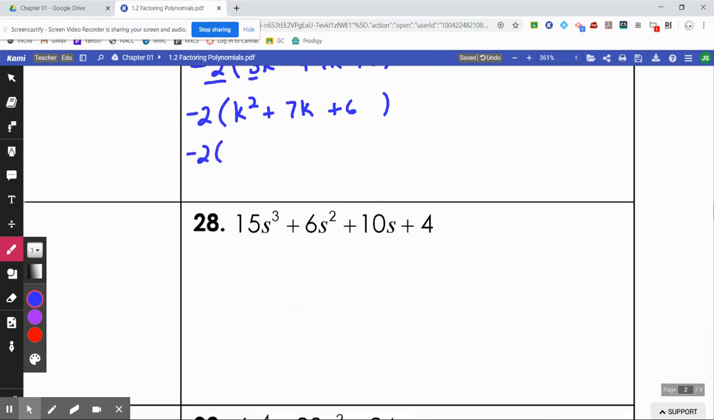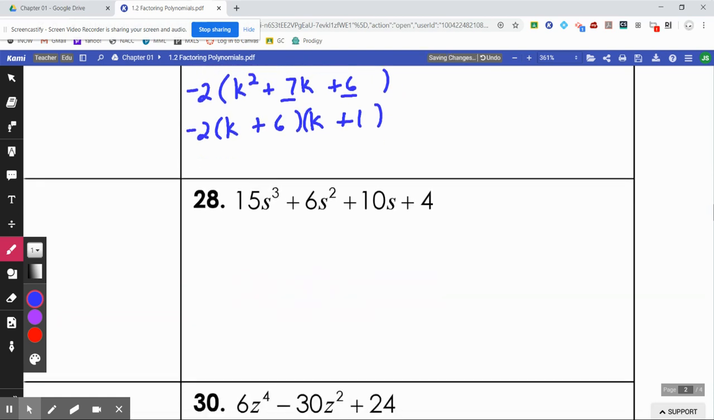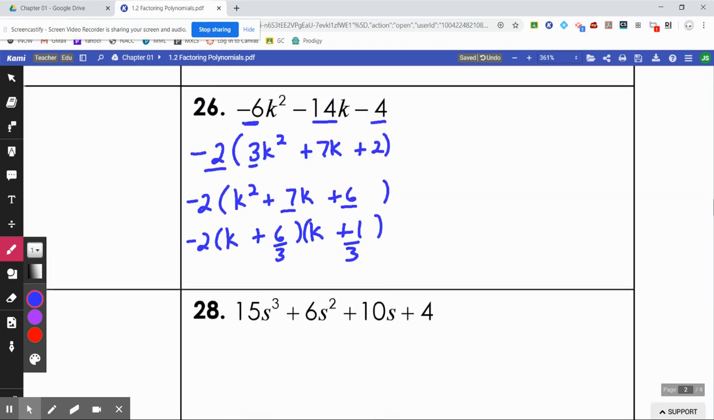The negative 2 just keeps getting brought down. That'd be a k and a k. A plus 6 and a plus 1 multiplies to give you 6, adds to give you 7. The number that you slipped, now let's divide by. So divide it by 3. If it's divisible, divide it.